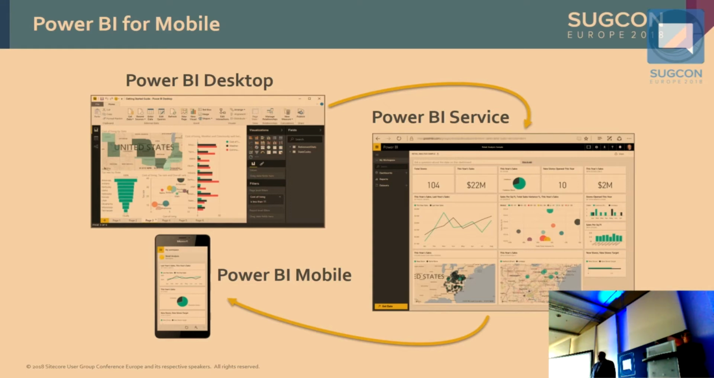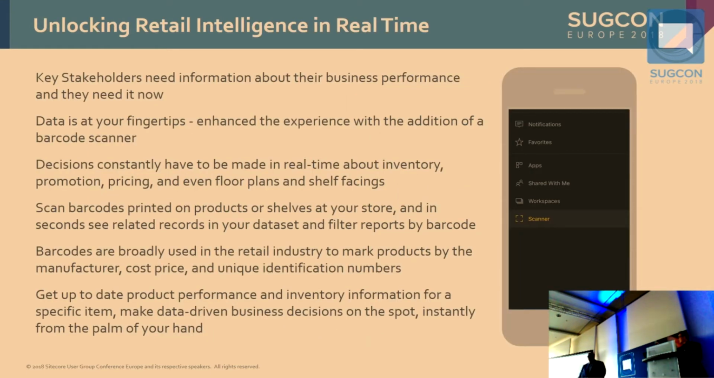So how can I make this even better? Well, Power BI Mobile actually has a barcode scanner built in. So if you have a barcode, you can easily scan it and get data on that product. So for a retail scenario, this makes you extremely efficient. You can walk through a store, scan something, and see what the sales are. So let's do a quick demo of this.